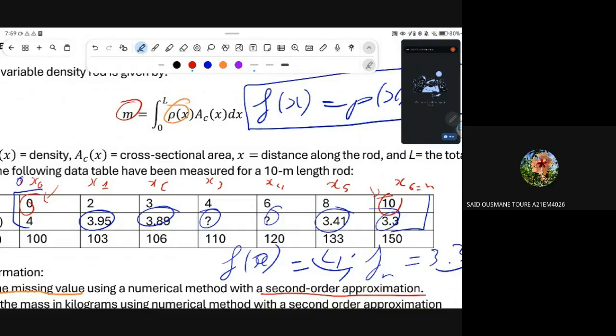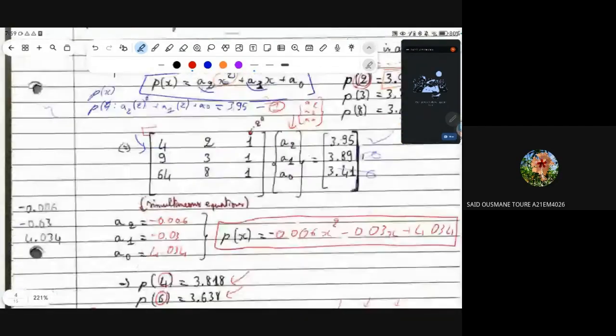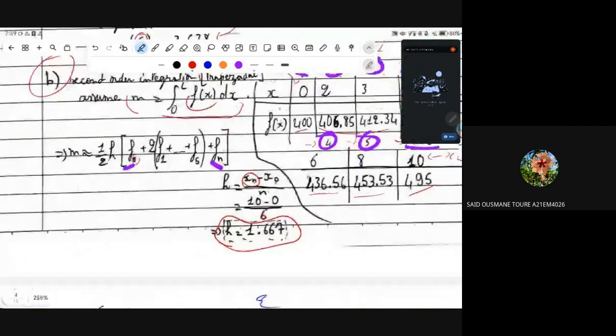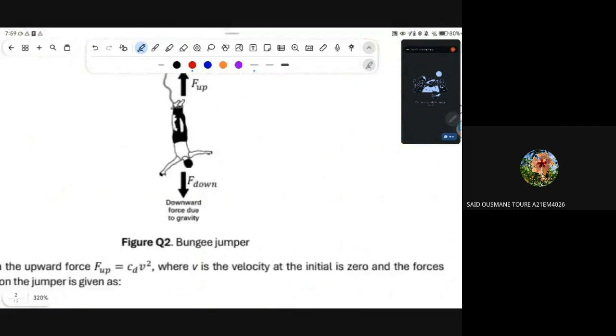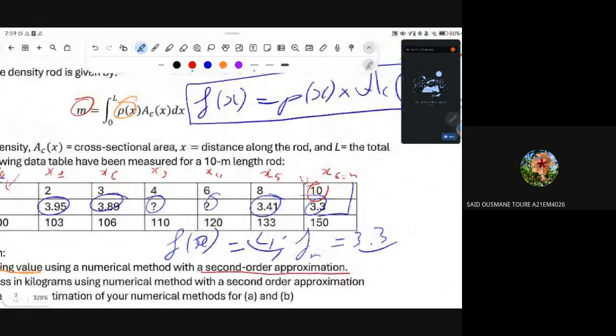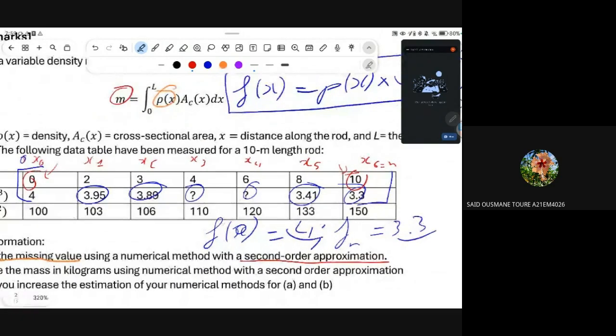Clear? So here, what I did was use n. We know that n equals 6, and xn is the same as in the table here. x of 6 equals how much? x6 is going to be 10.